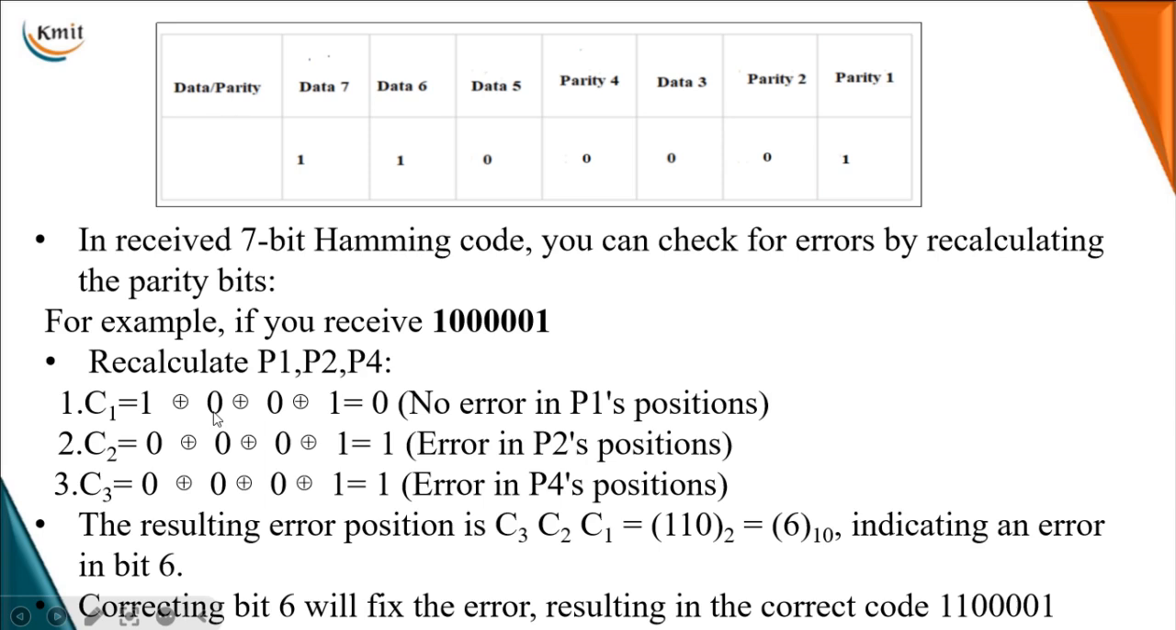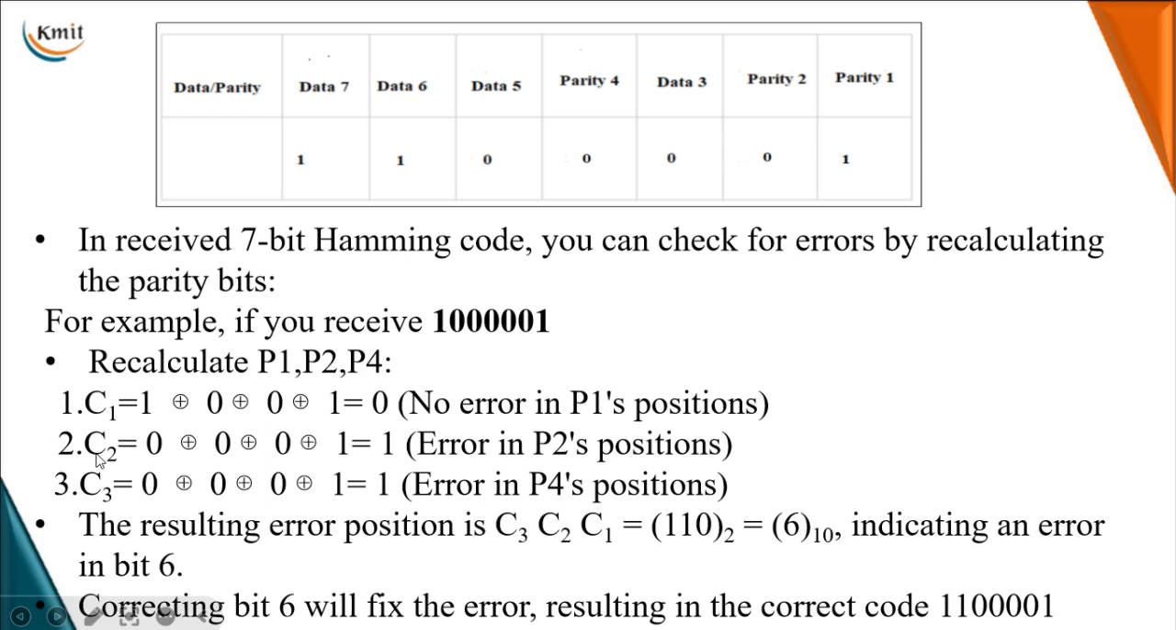So 3 is 0, 5 is 0, 7 is 1. Now 1 exclusive OR of 0 is 1, 1 exclusive OR of 0 is 1, and that 1 exclusive OR of 1 is 0. So this denotes there was no error in the first block of data. So P1 doesn't have any error, which is denoted with a logical 0.